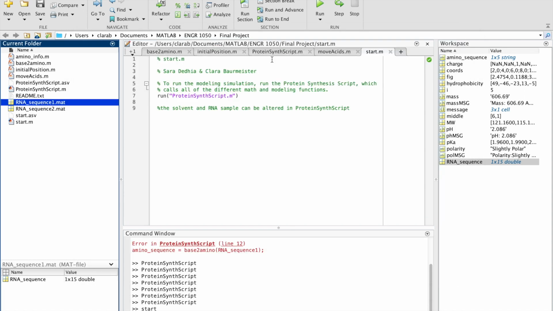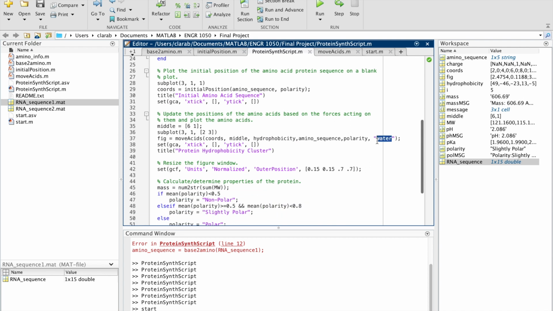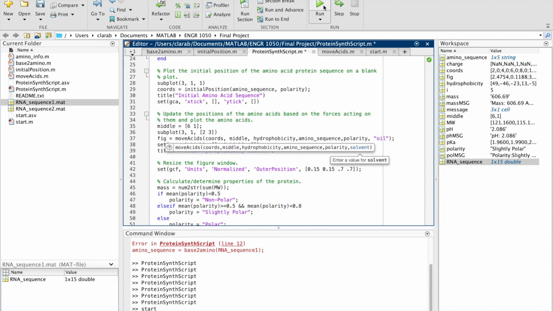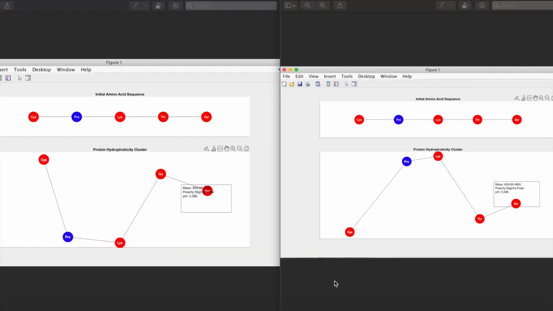And we can also change what the solvent is. We change this to oil here. You can see that it takes a different configuration because what once wanted to be in the center now wants to be on the outside. Here's an example of the different way that the protein aligns itself depending on what the solvent is.